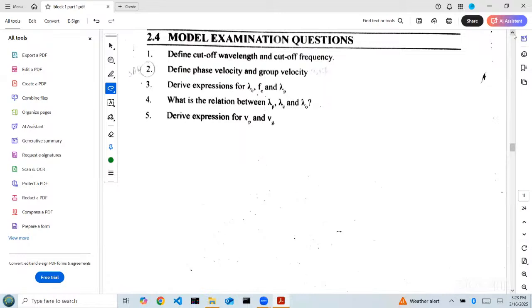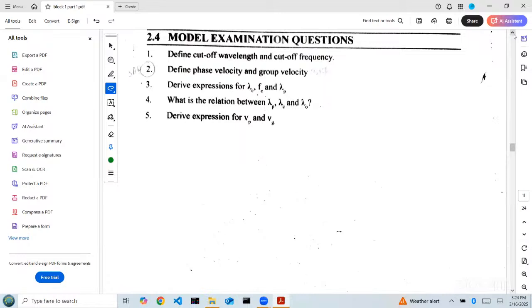Derive expression for lambda c, fc, lambda p. Same derivation, but the question is different. Define phase velocity and group velocity. Define phase velocity and define what is cutoff wavelength. That is given in the introduction. Define cutoff wavelength and cutoff frequency. That is given in the introductory part. Next, we will see which one.